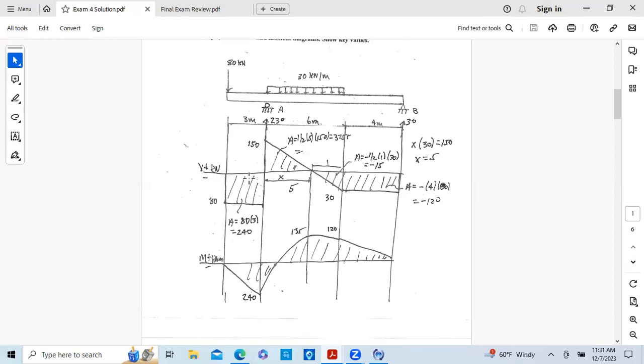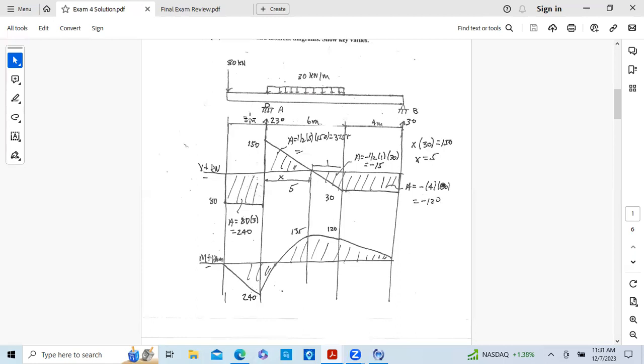So the first area is 3 times 80, 240, and it's negative. And we know that moment is a function of x. So we just drop a straight line, decreasing, 240. Okay, 3 times 80 is 240, negative 240.